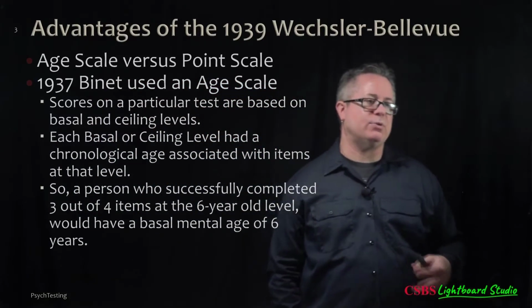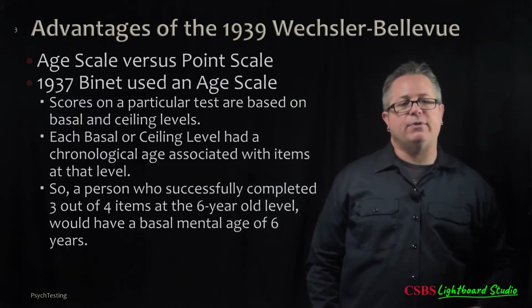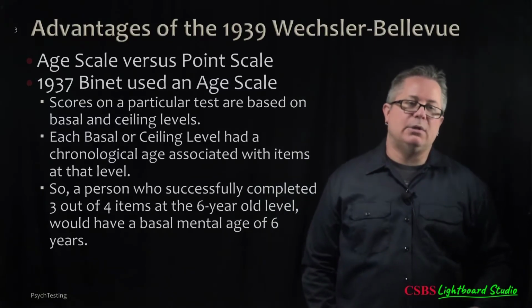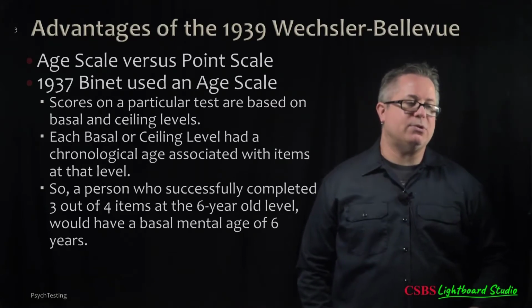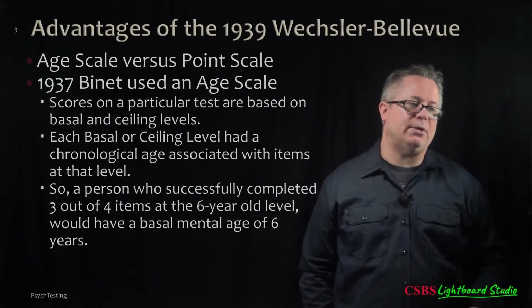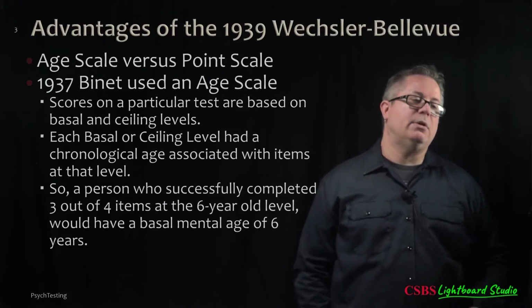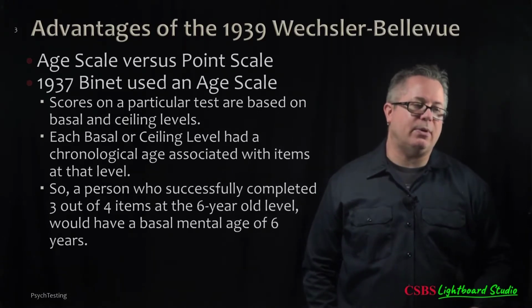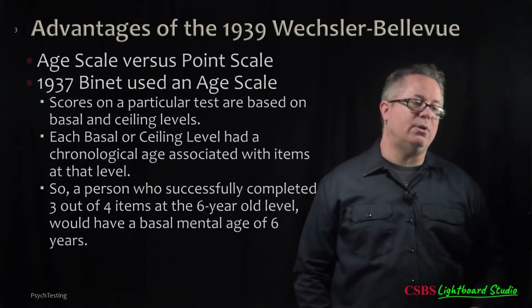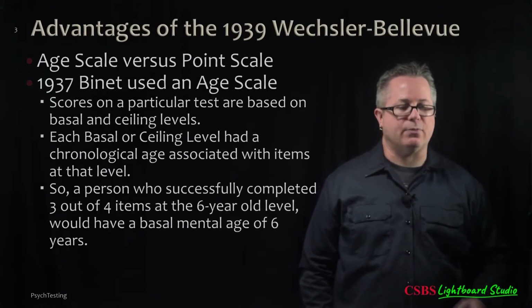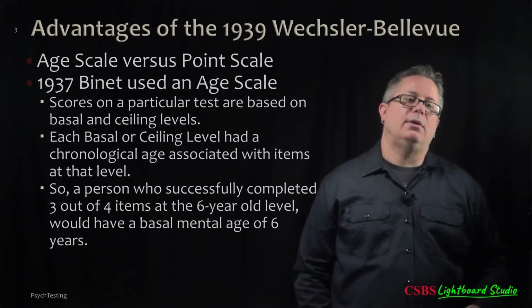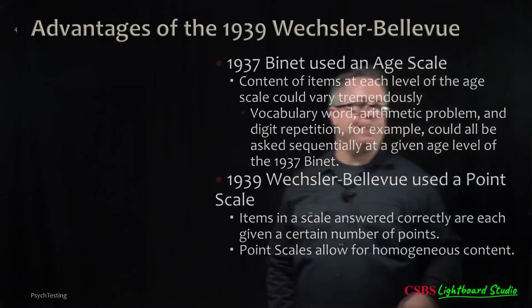There's an age scale versus point scale. The 1937 Binet scale used an age scale. Scores on a particular test are based on basal and ceiling levels. Each basal or ceiling level had a chronological age associated with items at that level. So a person who successfully completed 3 out of 4 items at the 6-year-old level would have a basal mental age of 6 years. Okay, that's sort of how the Binet scale worked.